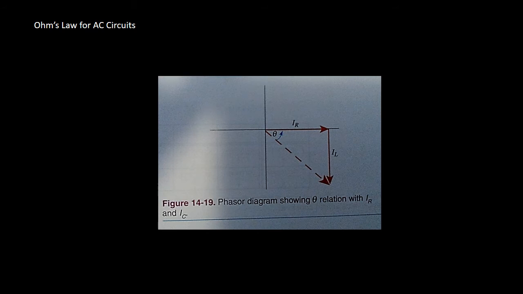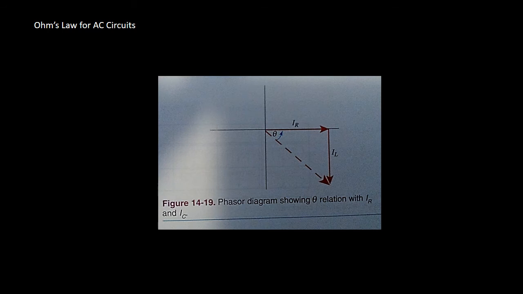Current lags voltage, the horizontal reference for the parallel RL circuit. Since a phasor, or rotating vector, rotates counterclockwise, a lagging phasor would be behind, or clockwise to, a leading phasor. The phase angle represents the phase displacement between current and voltage resulting from a reactive circuit element. For the parallel RL circuit, the phase angle is found on the current phasor diagram.